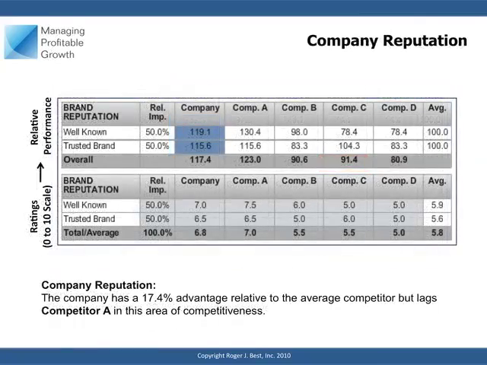Company reputation is measured the same way as product performance and service quality. In general, there are fewer performance attributes as shown in this example. The company is 17.4% ahead of their average competitor, but as in other areas of performance, competitor A is performing at a higher level. In this case, competitor D has the worst company reputation, roughly 19% below their competitor average.